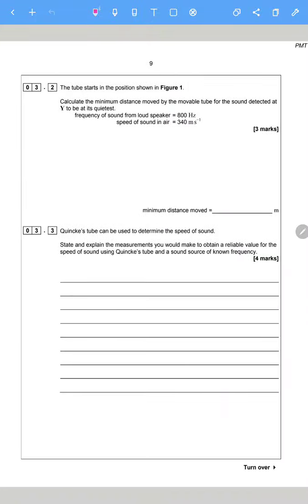If first loud equals constructive interference, as it would be moved out, this would go through to destructive interference, as the path difference between the two would move by half a wavelength.